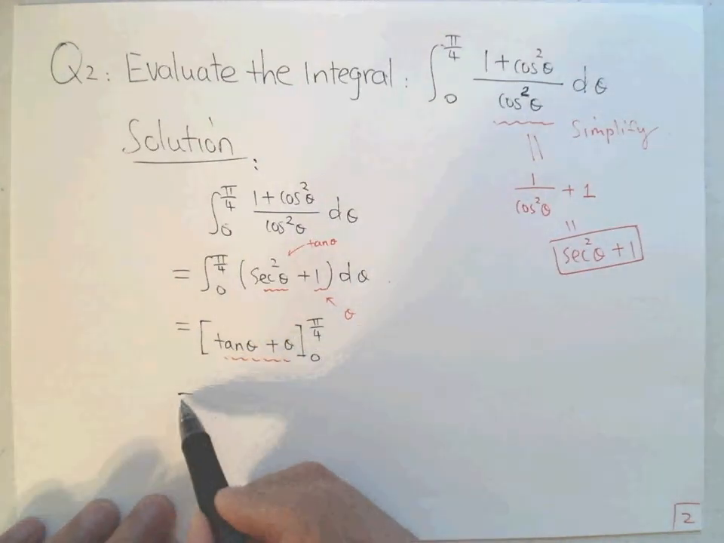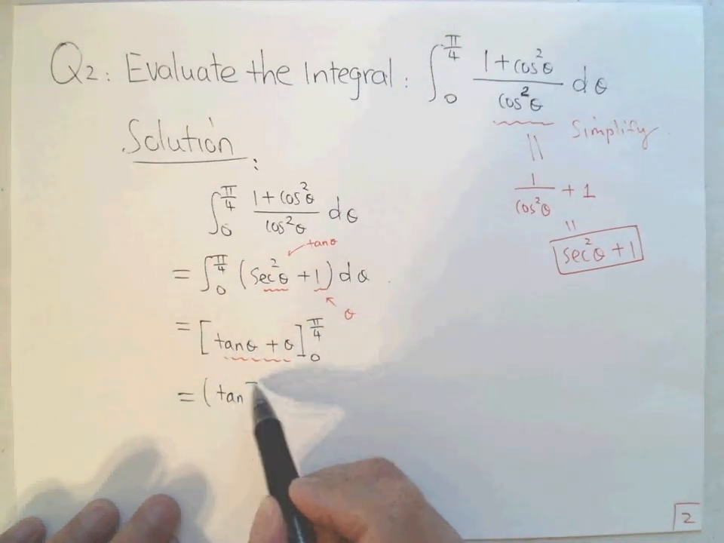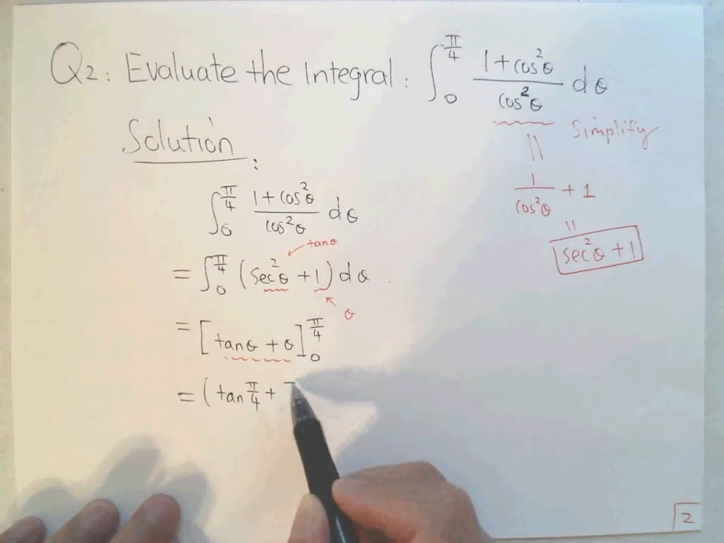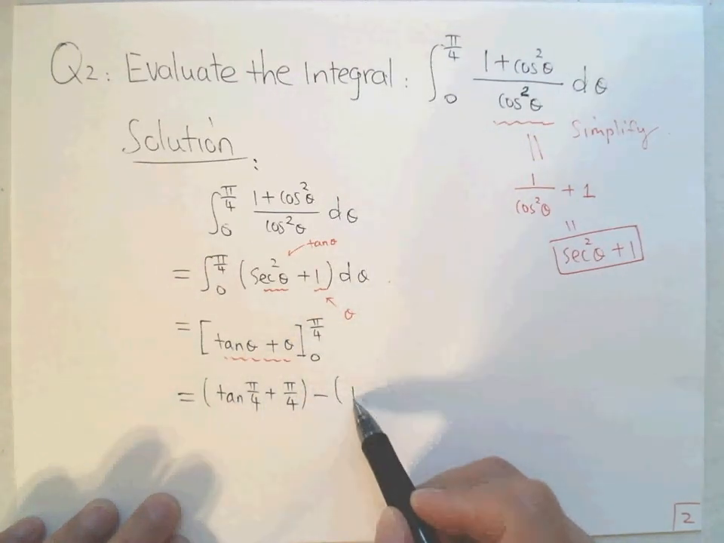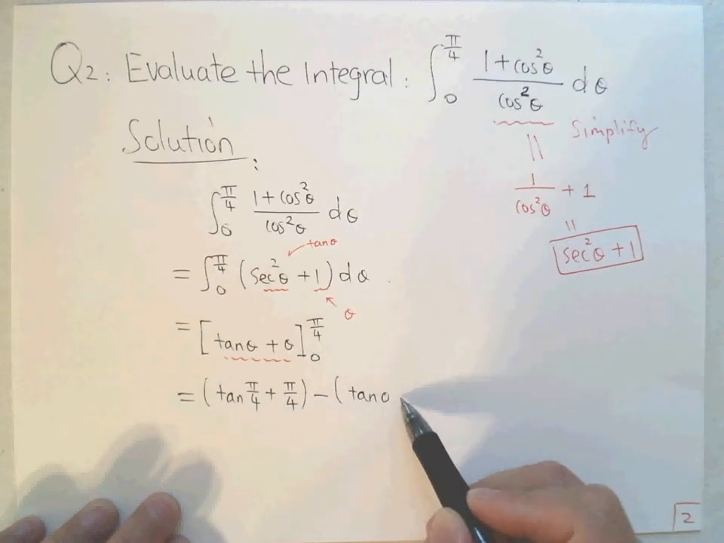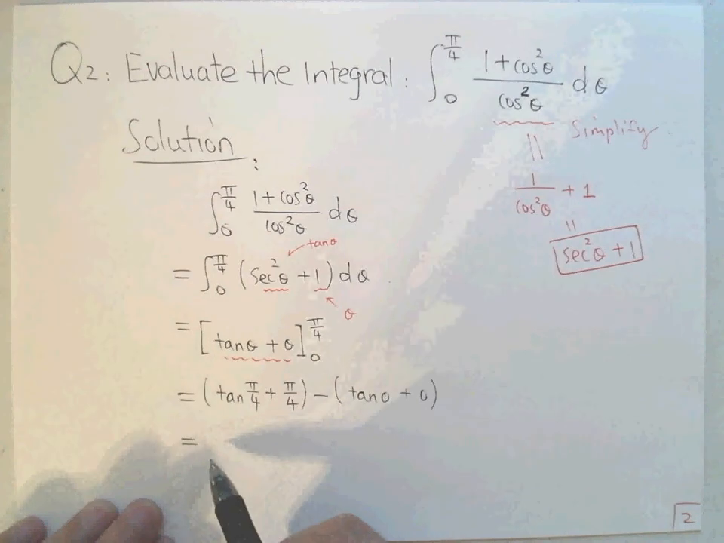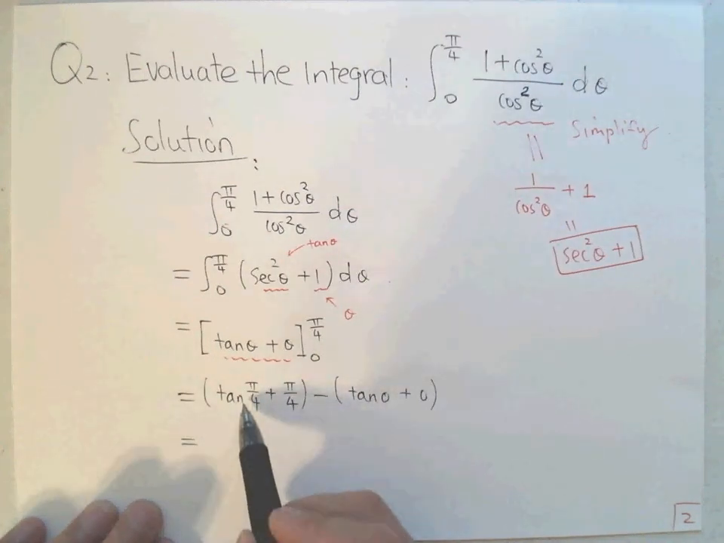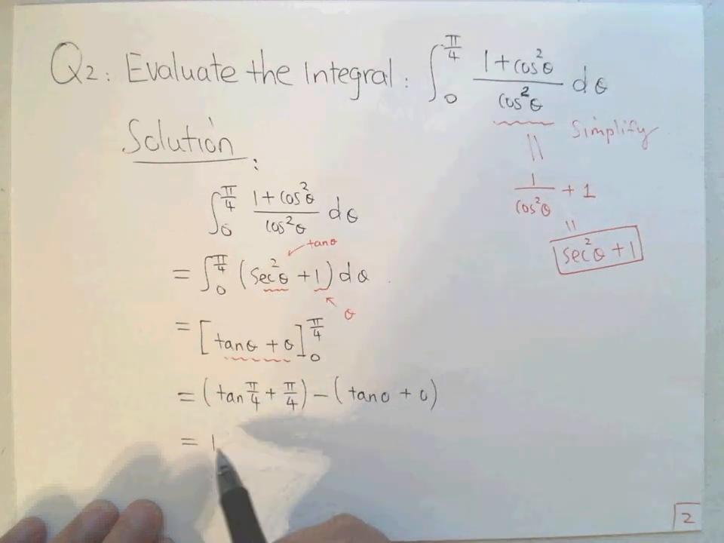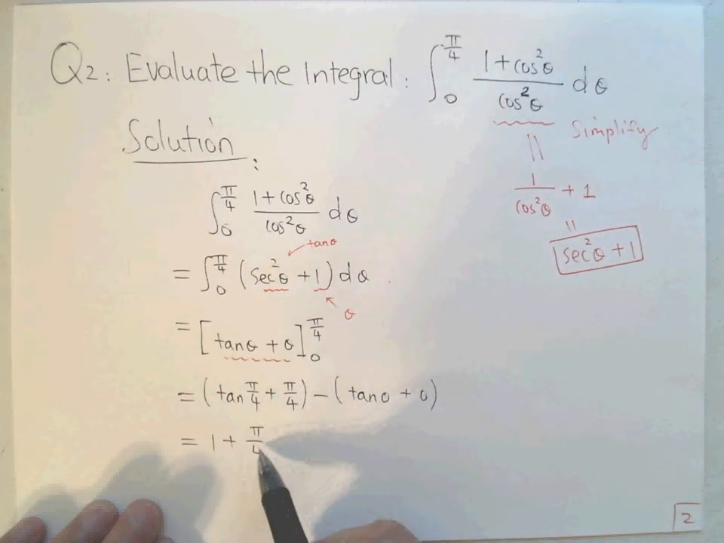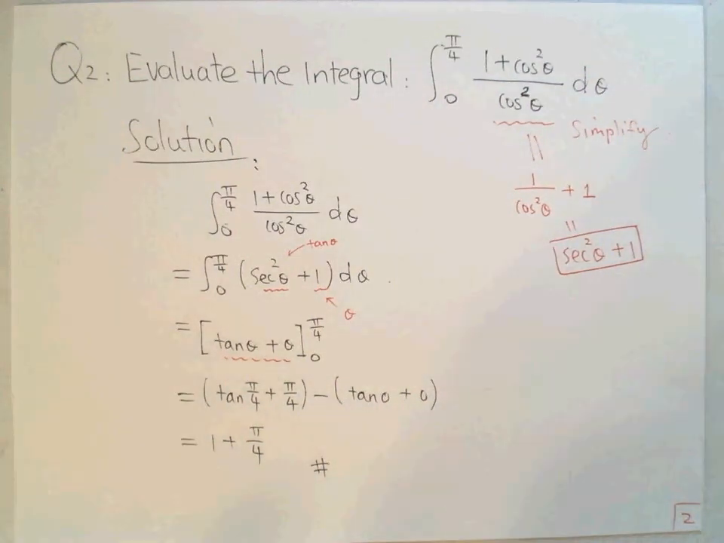Now all you need to do is the calculation. Plugging in, the first is tangent of pi over 4 plus pi over 4. Minus, taking 0, tangent of 0 plus 0. Now you know how to do the calculation. Tangent of pi over 4 is 1, and tangent of 0 is 0, so the result is 1 plus pi over 4. And this is all. Thank you.